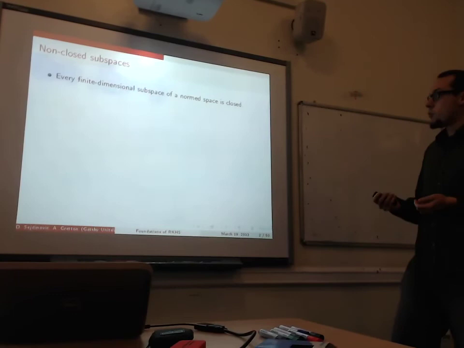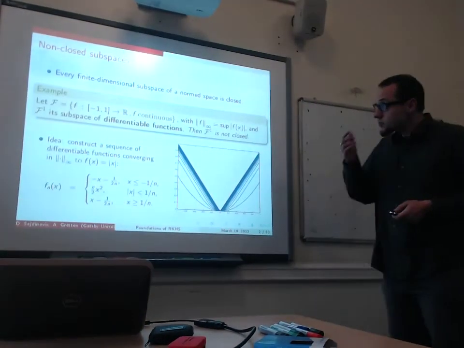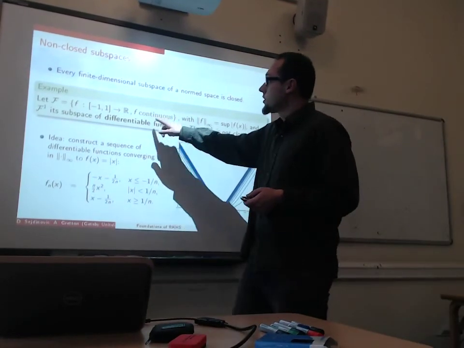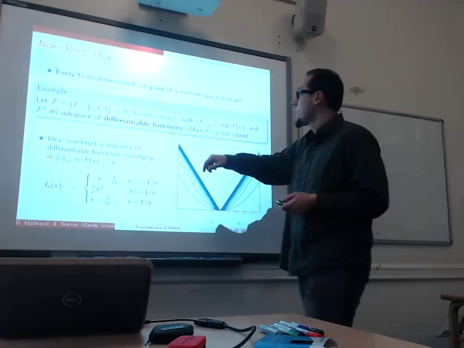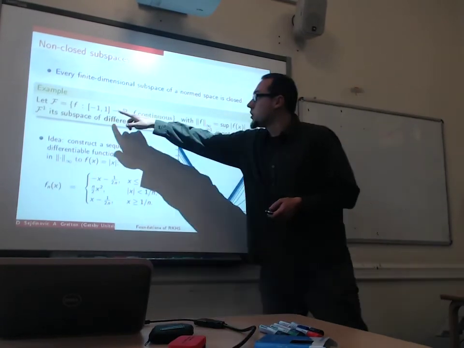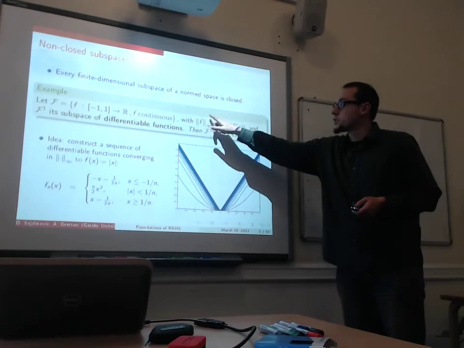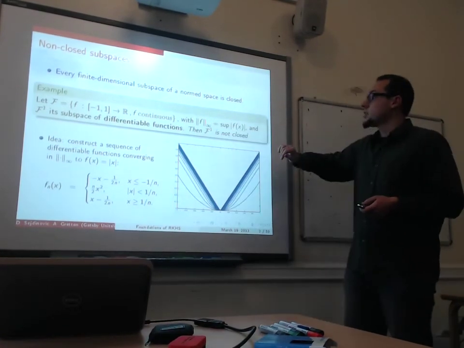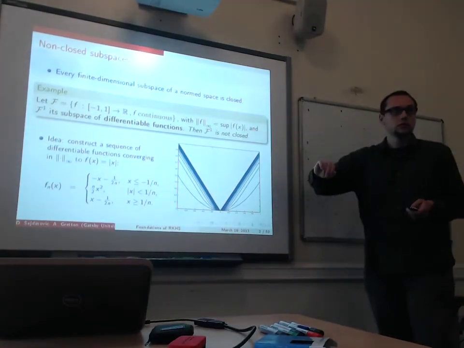And this is one of the examples. So we start with a space of continuous functions on the segment [-1, 1] that are real valued. We endow that space with a uniform norm. Since they are continuous on a closed segment, that means that they're also bounded, so this is always a finite number. So now this is a normed space. And within that space, there is a subspace of differentiable functions.